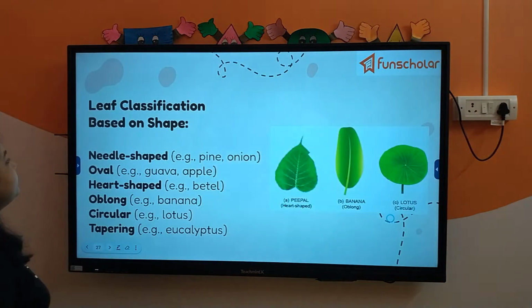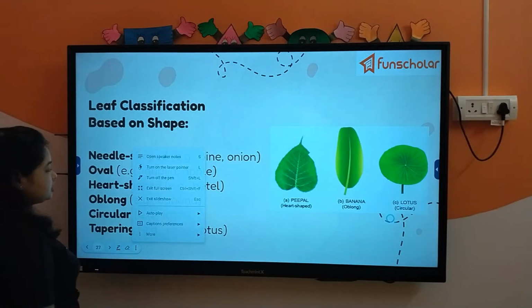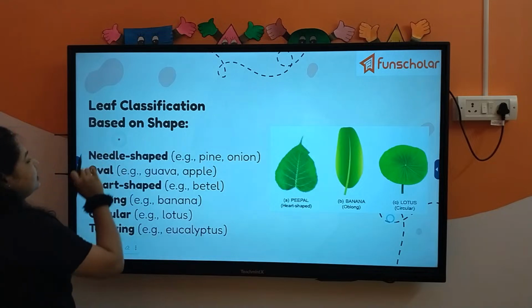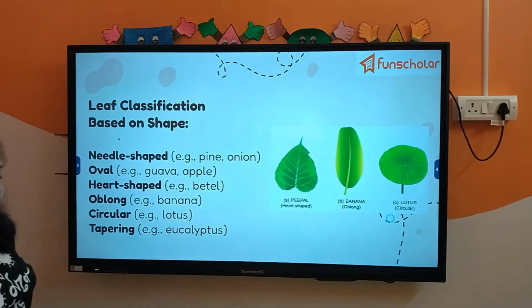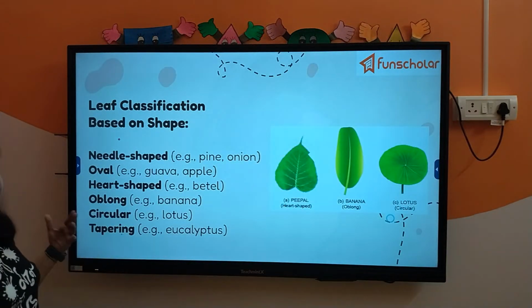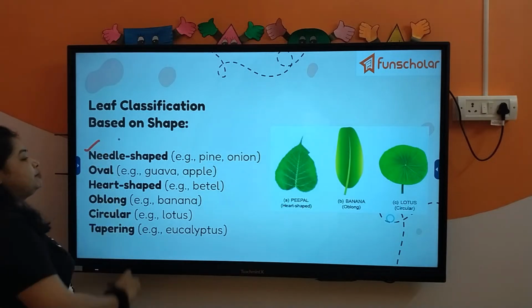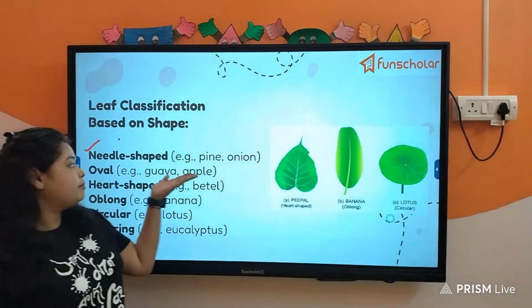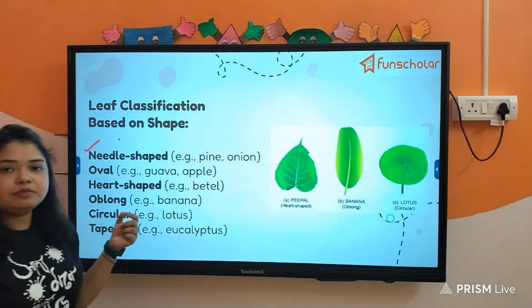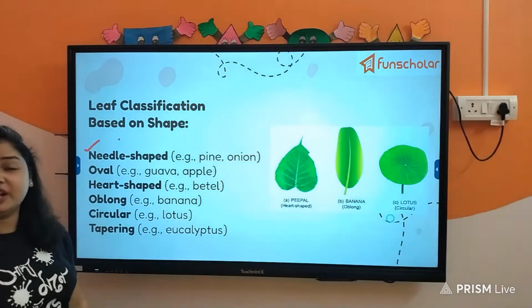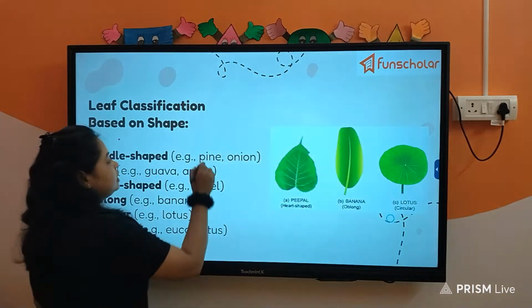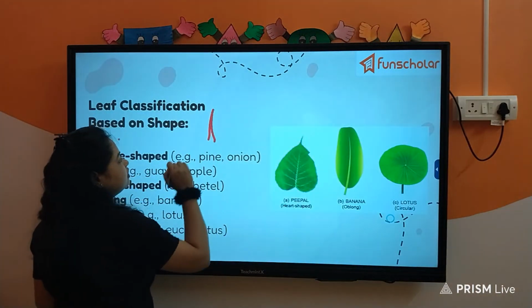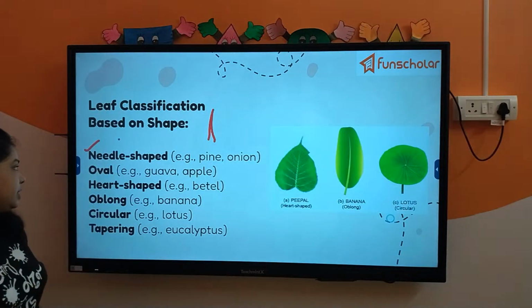Now, leaf classification based on the shape of the leaf. There are various shapes of the leaf that we can actually see in our surroundings. So, the major ones have been listed here. First is the needle shaped. Examples: pine, onion. Needle means very much pointed, very thin and pointed, just like a needle. So, that is the needle shaped leaf.